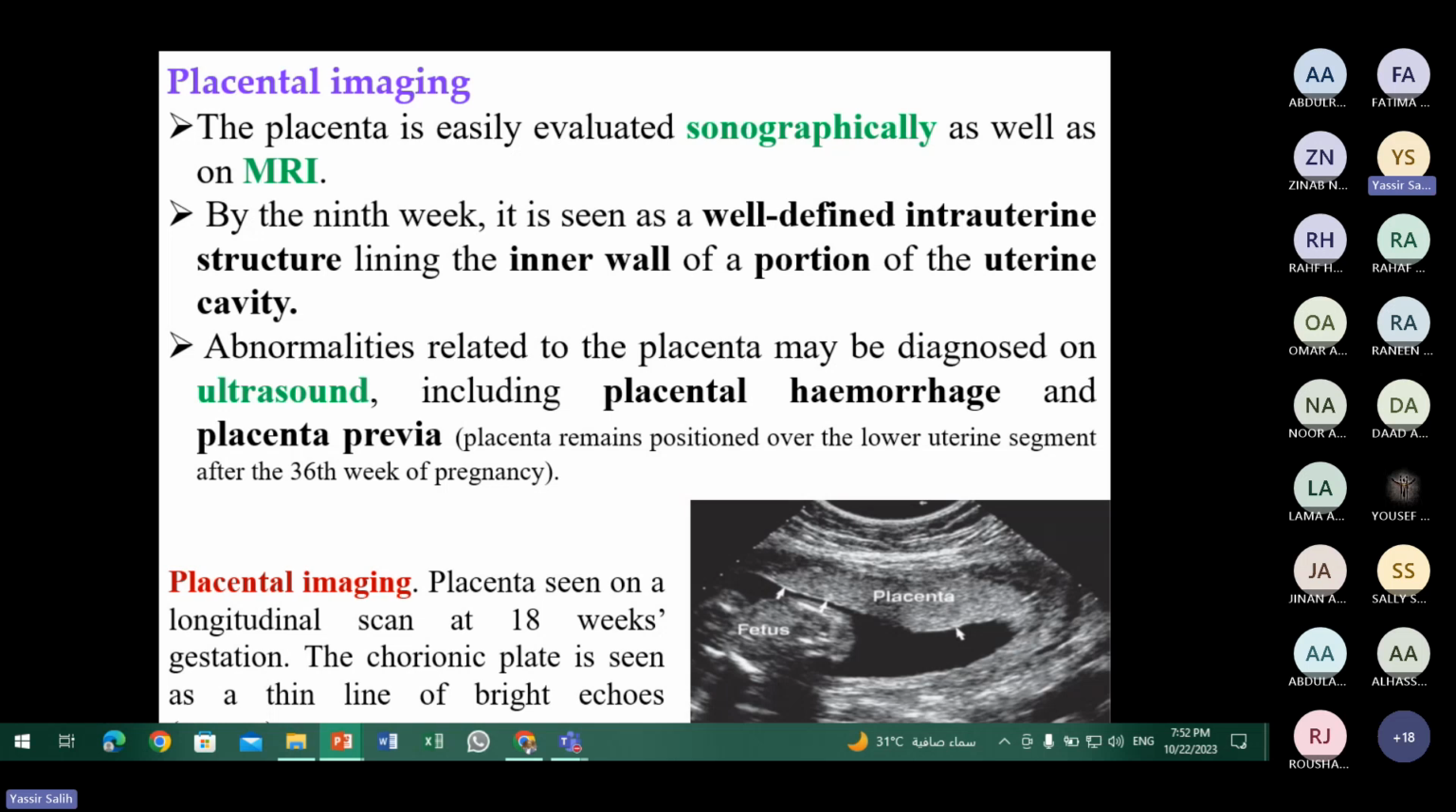Abnormalities related to the placenta can be easily diagnosed by ultrasound, such as abruptio placentae or placental hemorrhage, which is separation of the placenta from the uterus, or placenta previa. What is placenta previa? Anyone? Any volunteer? Sure. Placenta previa.